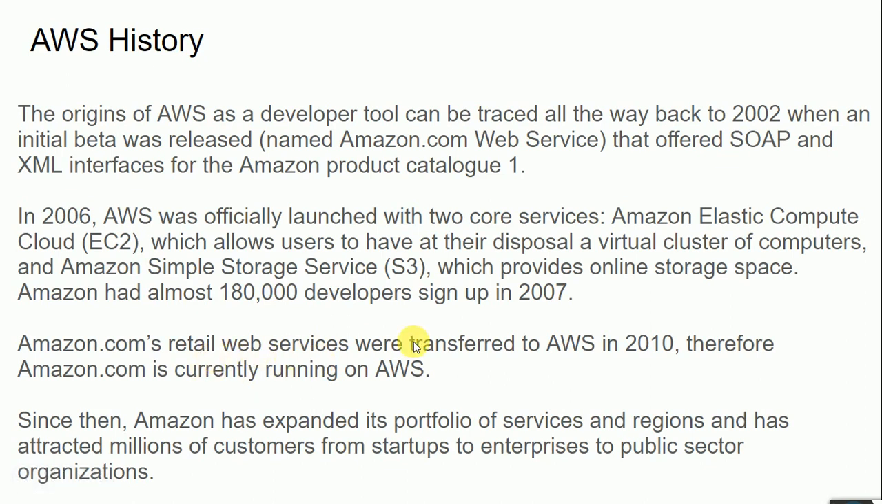Amazon.com retail web service was transferred to AWS, and initially it was Amazon.com retail web service, and now it's called AWS in 2010. Therefore, Amazon.com is currently running on AWS. Since then, Amazon expanded its portfolio of services and regions, and has attracted millions of customers from startups, enterprises, and public sector organizations. Initially Amazon had very few services. After adding more services and portfolios, it expanded the number of regions, services, and portfolios.